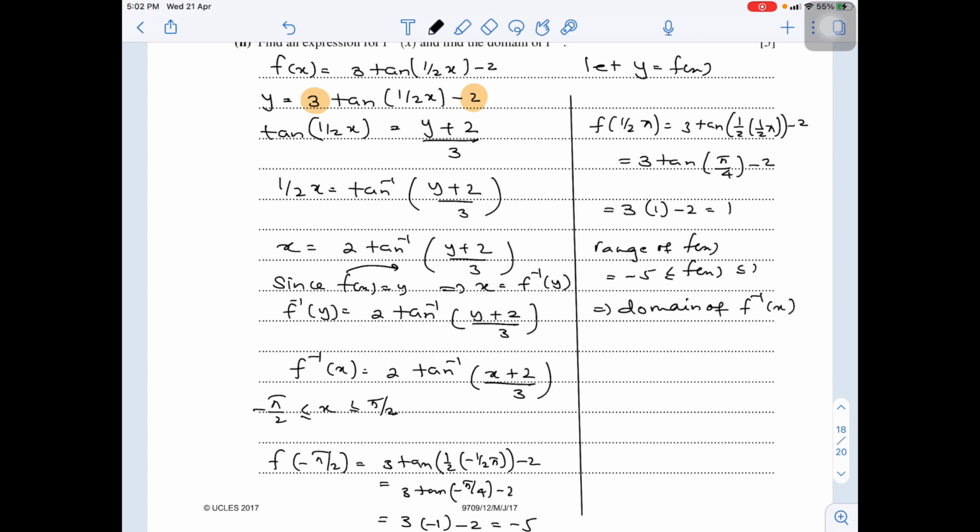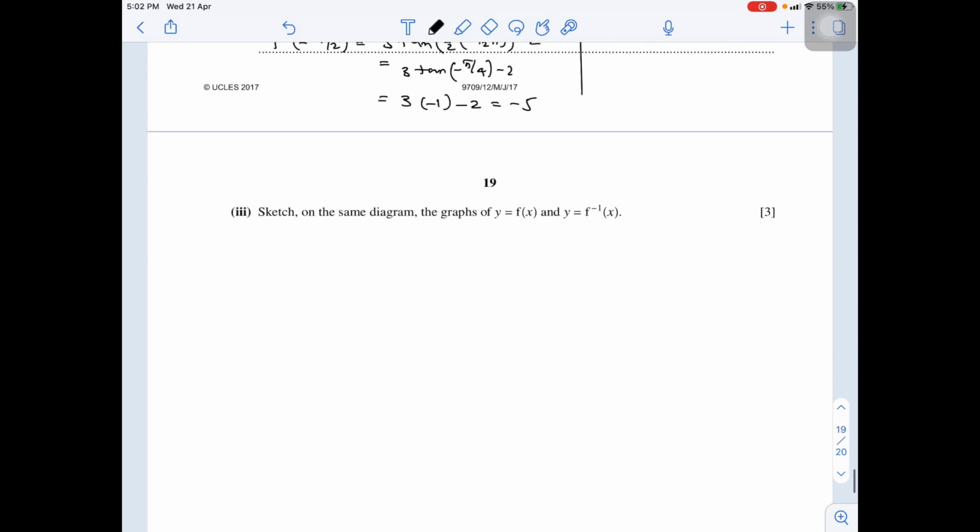So the domain of f inverse x: remember, the range of f(x) is the domain of f inverse x, only that f(x) becomes x. So negative 5 less than or equal to x less than or equal to 1. Range of f(x) is the domain of f inverse, and the domain of f(x) is the range of f inverse. That's what we write. So that's done. Let's try the next one.